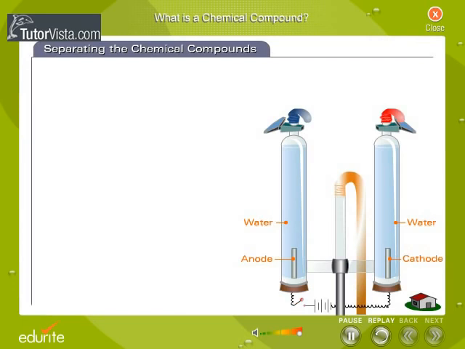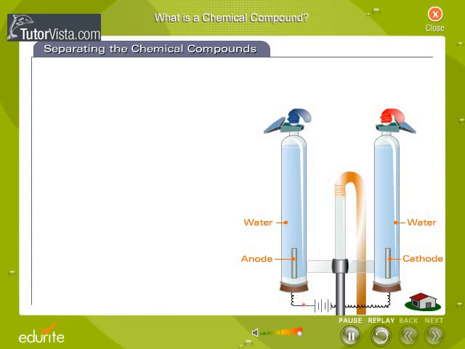Separating the chemical compounds. Unlike mixtures, which are fairly easy to separate, the strong bonds in a compound can be broken only by chemical means. By using electricity, we can break the bonds holding the elements hydrogen and oxygen present in the compound water.